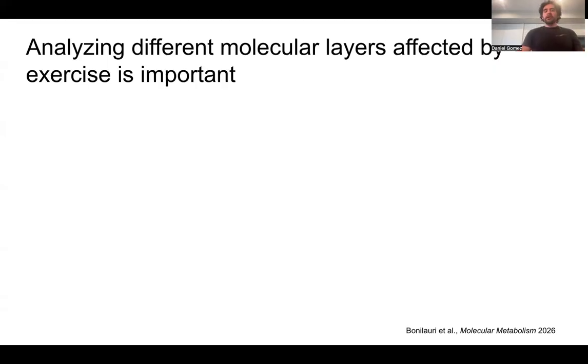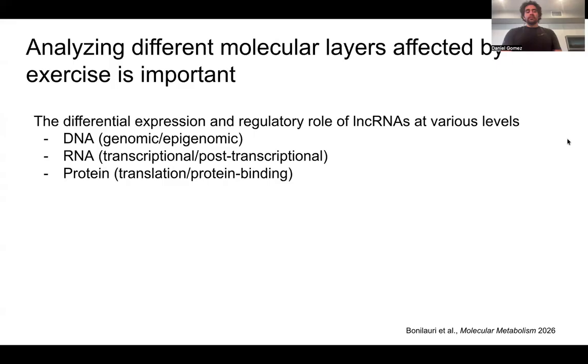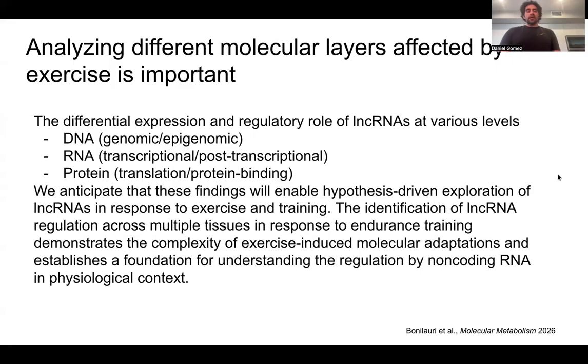So analyzing different molecular layers affected by exercise is important. The differential expression and regulatory role of lincRNAs at various levels, DNA, RNA, and protein, we anticipate that these findings will enable hypothesis-driven exploration of lincRNAs in response to exercise and training.